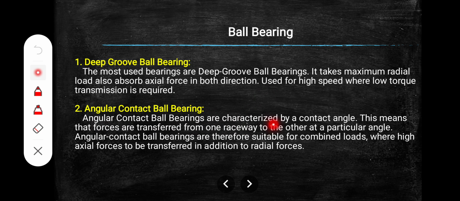Next is the angular contact ball bearing. Angular contact ball bearings are characterized by a contact angle, which means that force is transferred from one raceway to the other at a particular angle. Here the ball has contact with the inner race and outer race at some angle. Angular contact ball bearings are therefore suitable for combined loads where high axial force is to be transmitted in addition to radial load. The deep groove ball bearing takes maximum radial load, but the angular contact ball bearing can transfer high axial force in addition to radial load.